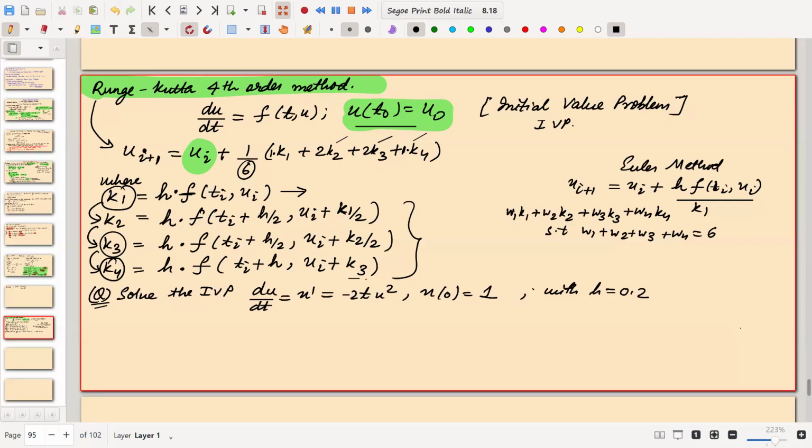So use the fourth order classical Runge-Kutta method.